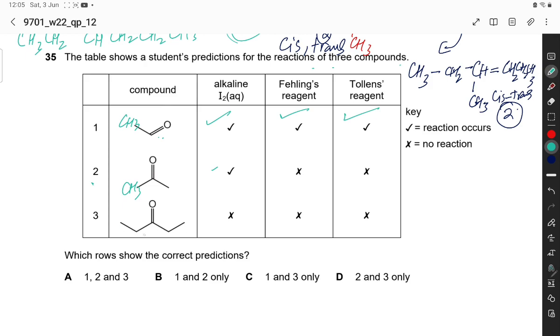Question number 3, this is a ketone, CH2, CH3, CH2, CH3. Alkaline, yes. Fehling's reagent, a ketone does not have a positive test with Fehling's reagent, does not show a positive test with Tollens' reagent. This is also correct. 1, 2, 3 all are correct. So option is A.